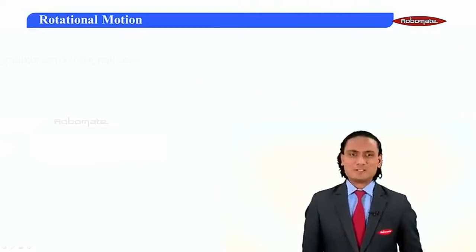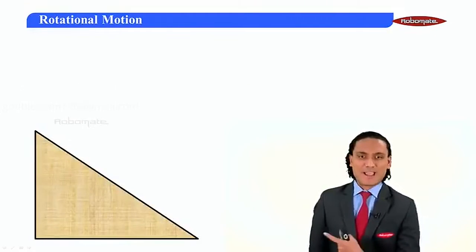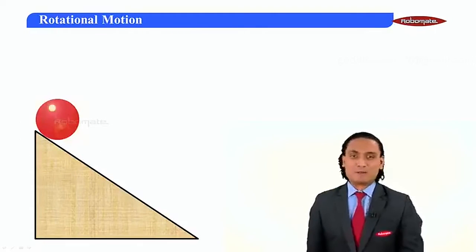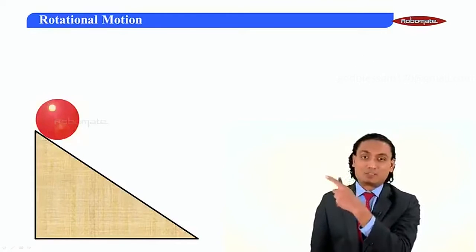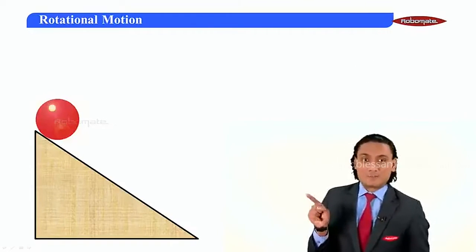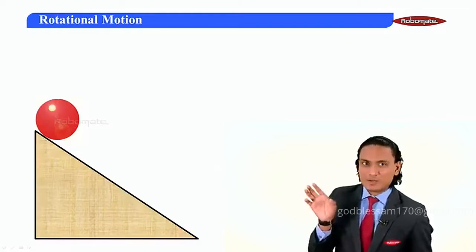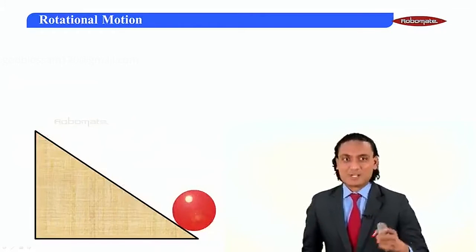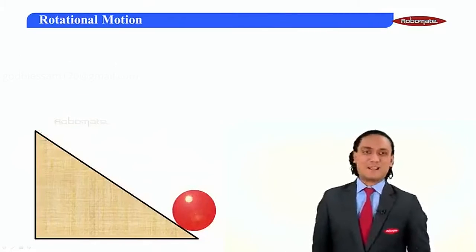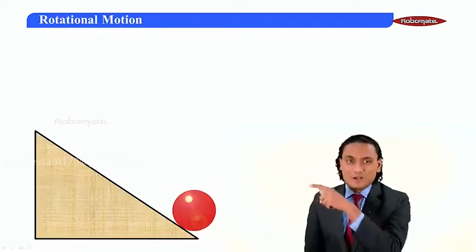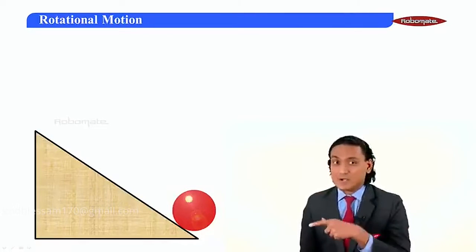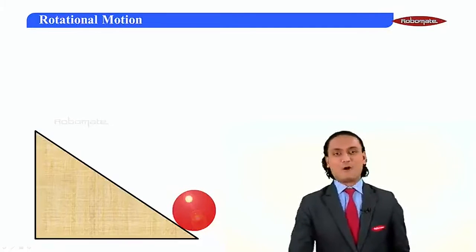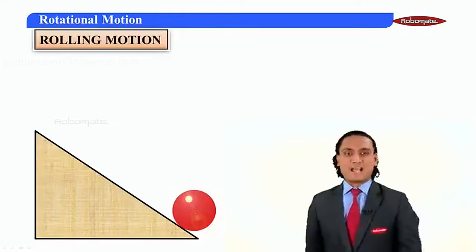Now students, what do you see on your screen? Yes, this is an inclined plane. Let me consider a solid sphere, kept at the top of the inclined plane. Right now it is at rest. I'm holding it. The moment I release this solid sphere, what happens? The solid sphere moves down the inclined plane. Rather than saying it moved down, I can say the solid sphere rolled down the inclined plane. So this solid sphere has performed a very special type of motion called rolling motion.